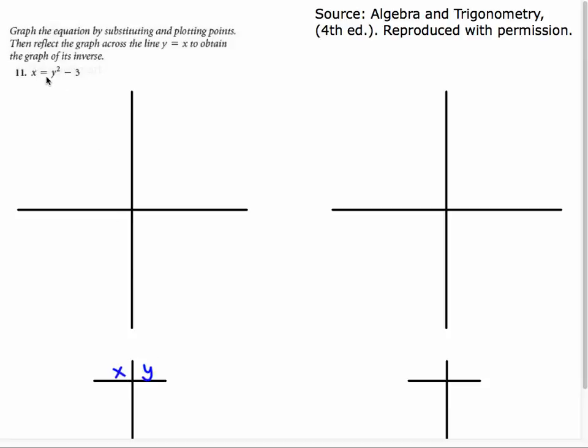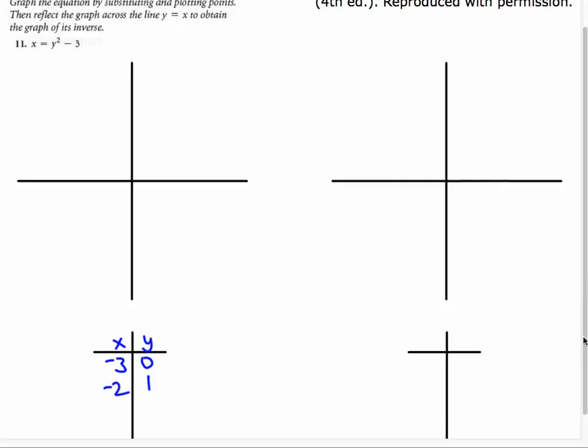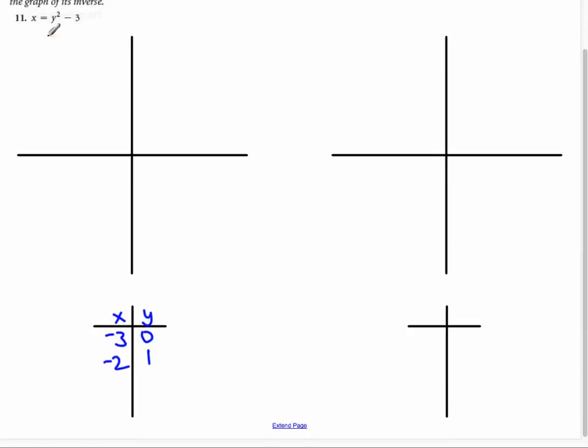here. And let's solve for x. So plug values in for y. So maybe I'll plug a 0 in. So 0 squared is 0 minus 3 would be negative 3. Let's put a 1 in. So 1 squared is 1 minus 3 is negative 2. Okay, let's keep going a couple more. Let's put in a 2 for y. 2 squared is 4 minus 3 is 1. So when y is 2, x is 1.